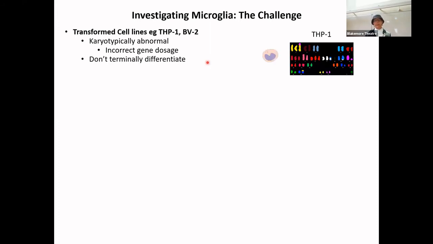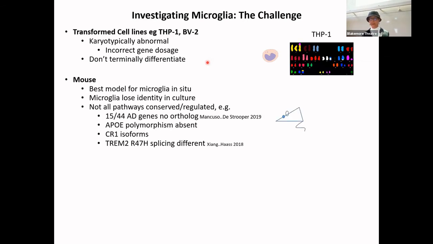Secondly, they don't terminally differentiate. Microglia under normal circumstances don't proliferate very much. They can proliferate when they are activated, but they're not normally proliferating. And these cancer cell lines, of course, are continuously proliferating, and it's hard to get them to terminally differentiate. And also their metabolism is very different. Being cancer cell lines, they're highly reliant on glycolysis.